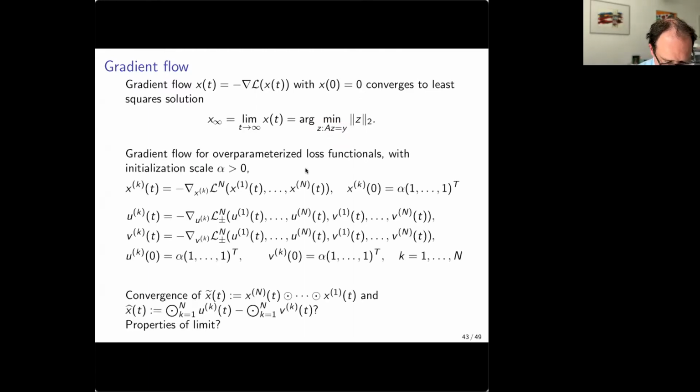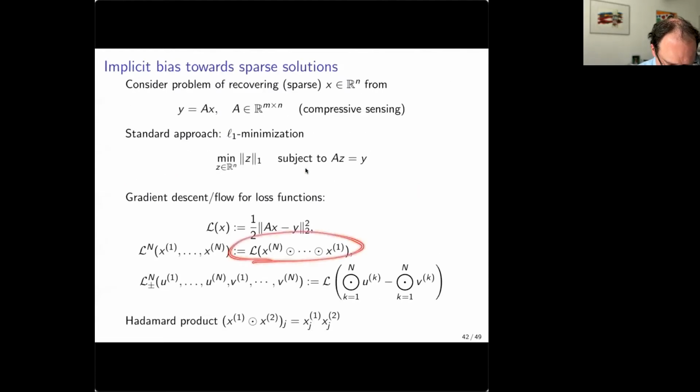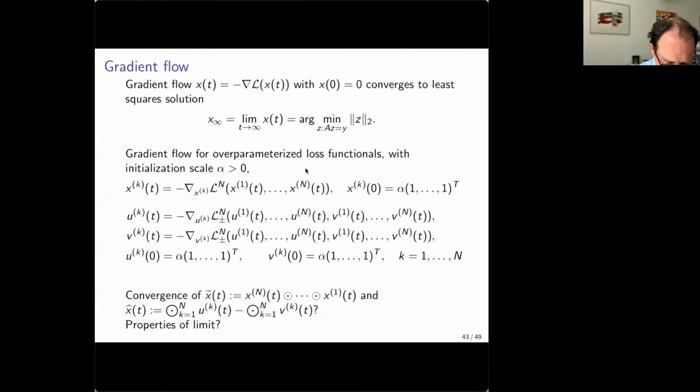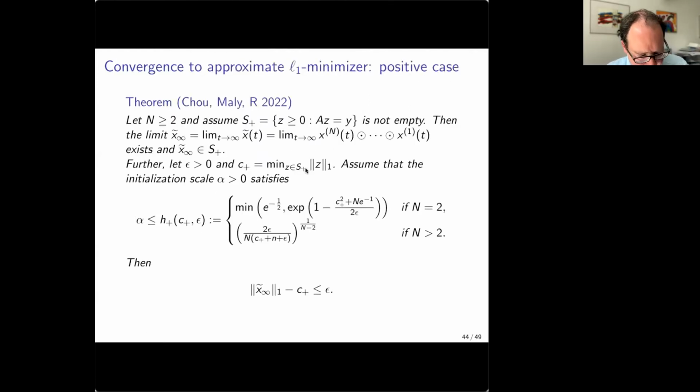And what we do now is look at the gradient flow for this first case. So this was this equation and also for this one. And the initialization will always be alpha times a vector of just ones. So we take alpha as the initialization for each entry, and that also will happen for the U case and V case. And then the question is, does the product converge or also this expression? And what are the properties of the limit? And now here, we can actually find a relation to L1 minimization, which is quite explicit.